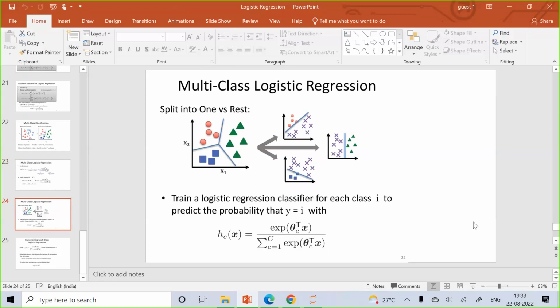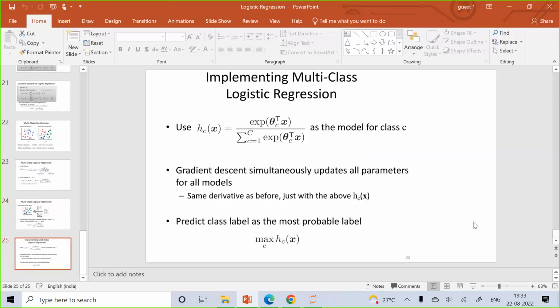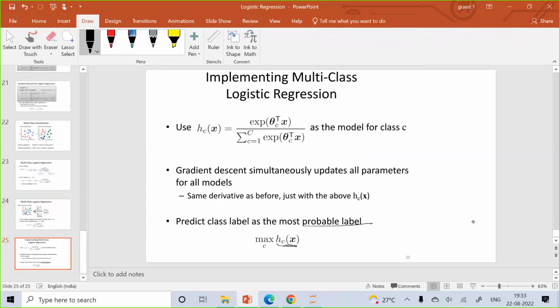The highest probability for the new instance should be considered as that class. Select the class label that maximizes the probability. That is here in the 25th slide. Take the class label as the most probable label, where the score of x for class C is the probability associated with class C. Got it, madam? Yes, sir.